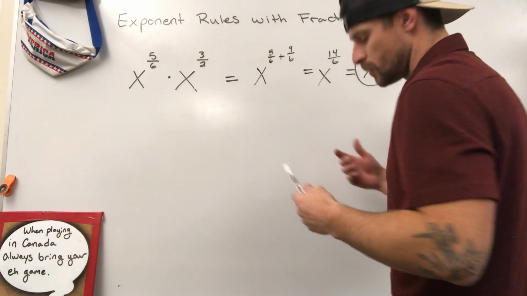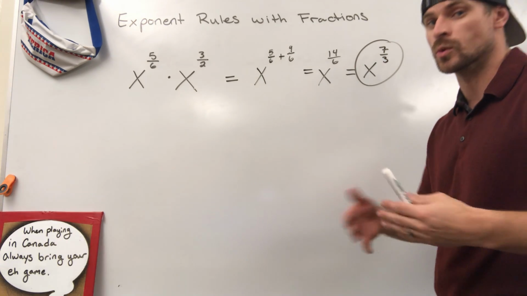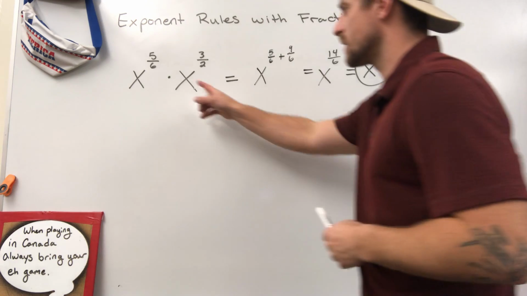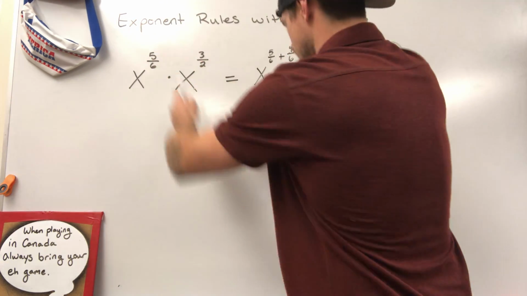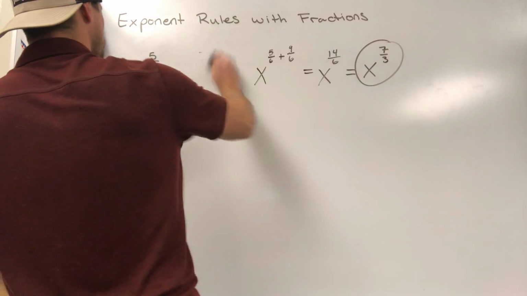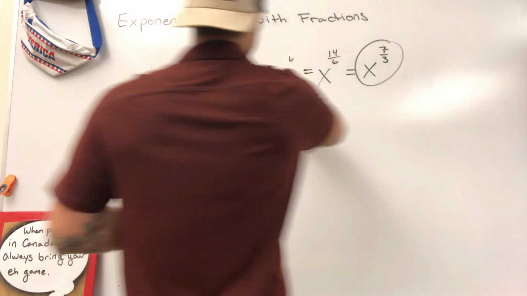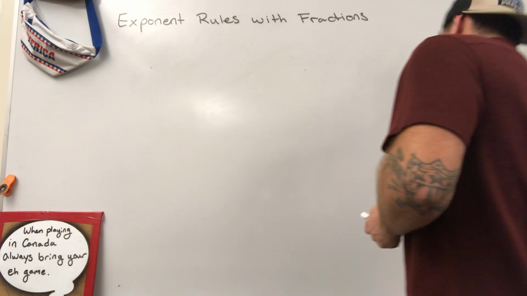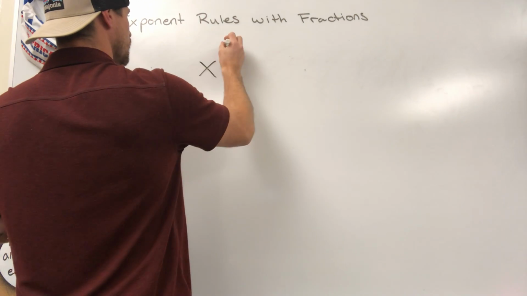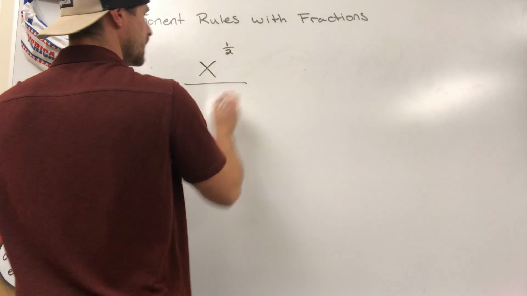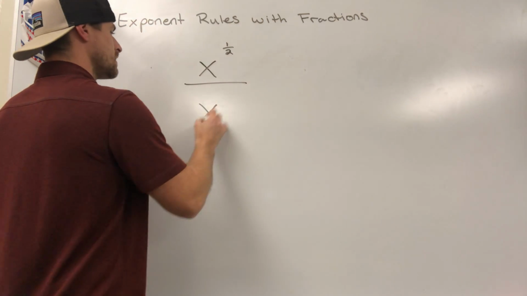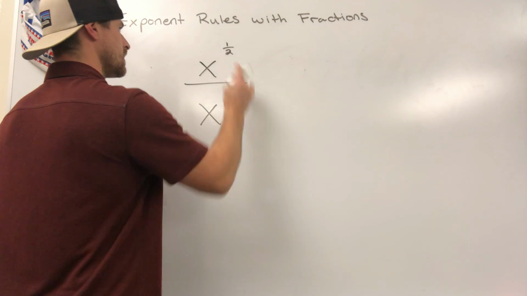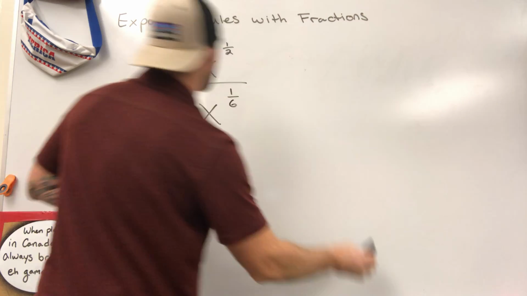Okay, let's go to an example where we're using the quotient rule. We're dividing, okay? So here, because we're multiplying, the rule is to add the exponents. But then if we make one small, minor adjustment, and instead we are dividing instead of multiplying, for example, x to the 1/2 divided by x to the power of 1/6.